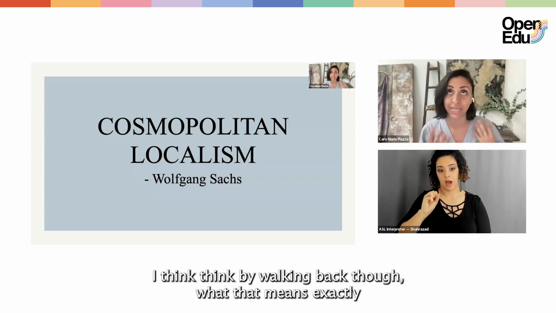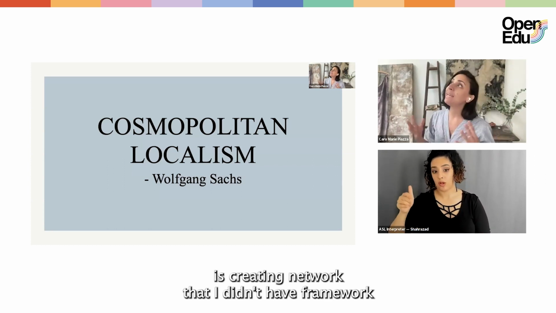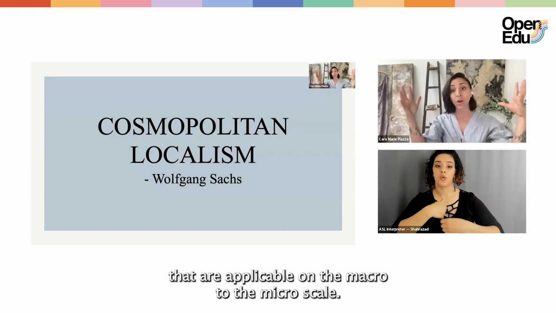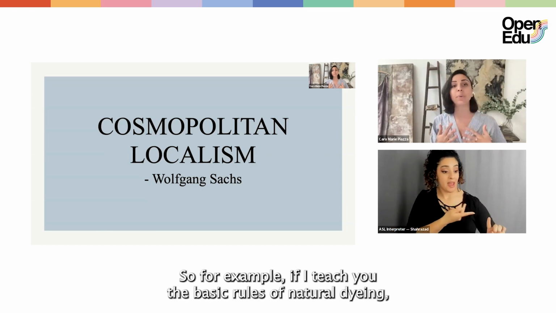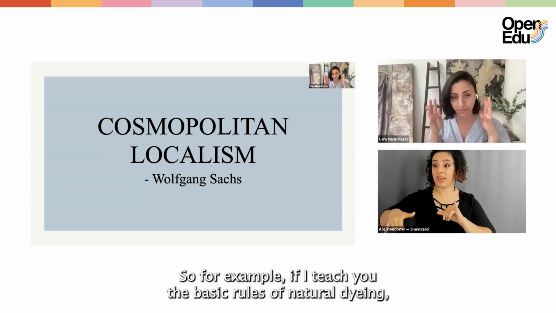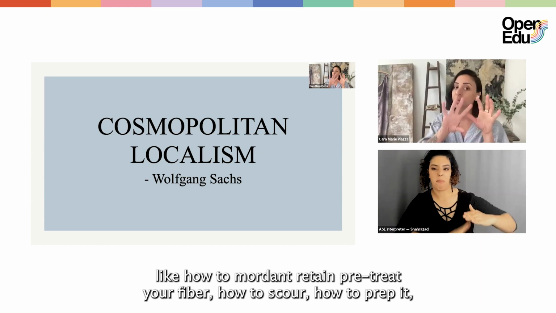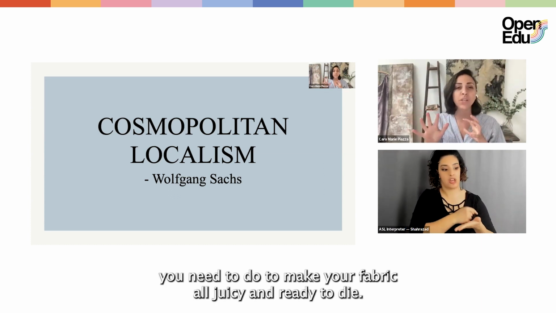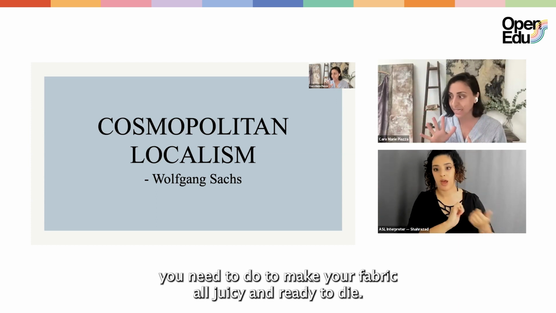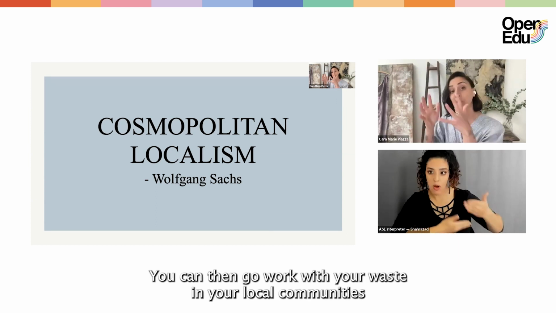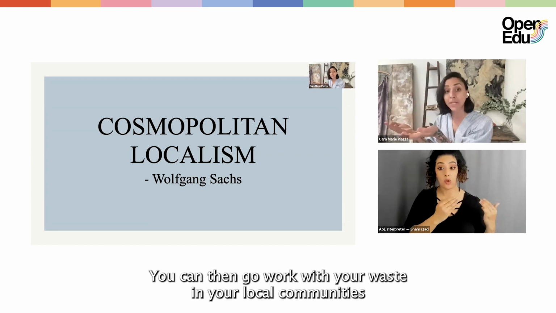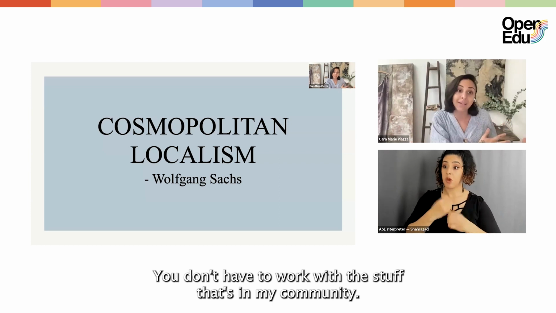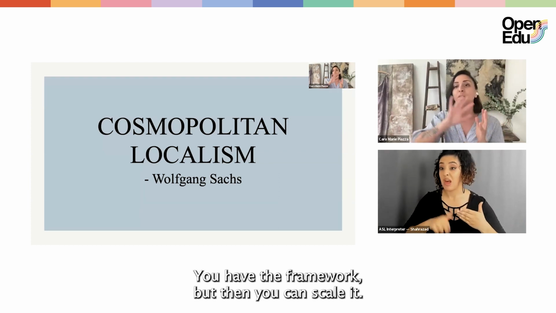So what that means exactly is creating networks that have frameworks that are applicable from the macro to the micro scale. So for example, if I teach you the basic rules of natural dyeing, like how to mordant, which means pre-treat your fiber, how to scour, how to prep it, basically all the things you need to do to make your fabric all juicy and ready to dye, you can then go work with your waste in your local communities to make a beautiful dye result. You don't have to work with the stuff that's in my community. You have the framework, but then you can scale it.